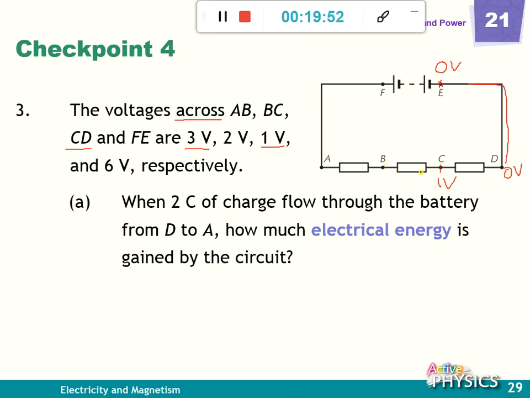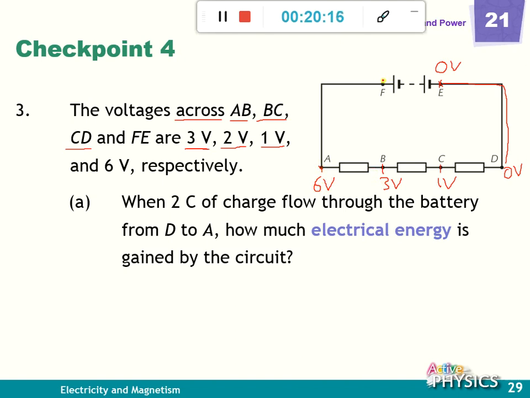And the next one should be BC. BC should be the second one. The second one is 2 volts. B is higher than C by 2 volts, C is 1, so B is 2 plus 1, 3 volts. And the next one, AB, will be the first one, 3 volts. 3 volts means that A is higher than B by 3 volts, B is 3, so 3 plus 3, A is 6.